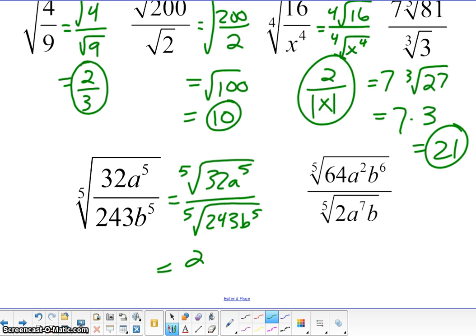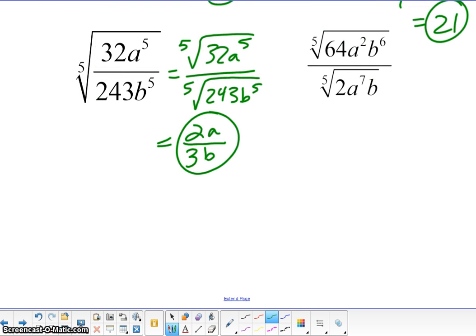The 5th root of a to the 5th is just dividing the exponent and the index to get a to the first power. 5th root of 243, again, use your calculator if you need to. You should have gotten 3 and b. Odd index, do not have to worry about absolute value signs, so that is going to be our final answer.